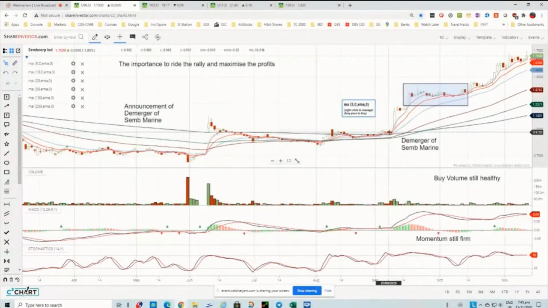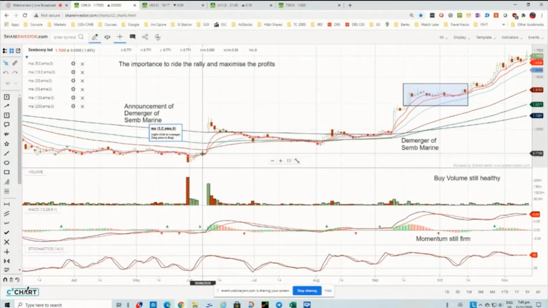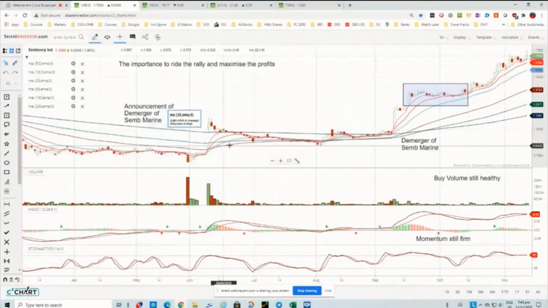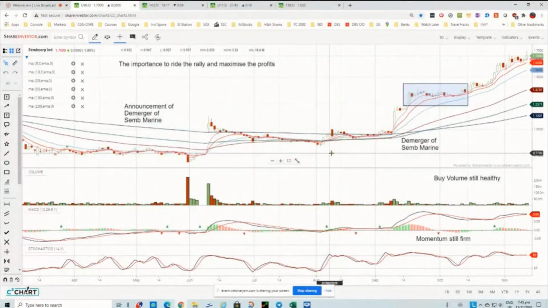Within a short period of say 2 months since the former demerger, the share has gone up almost 70%. Of course, if you measure back to when the merger was formally announced, the share price almost more than doubled. That was a good run and one of the good trades I had this year.